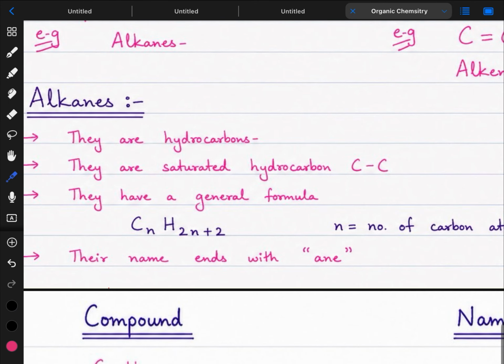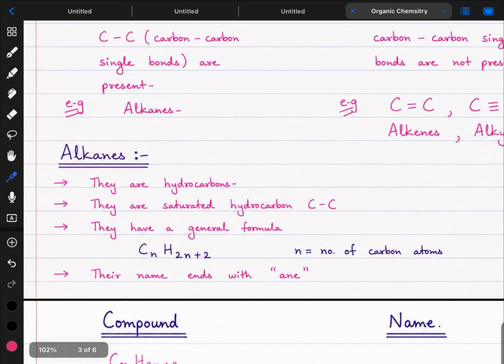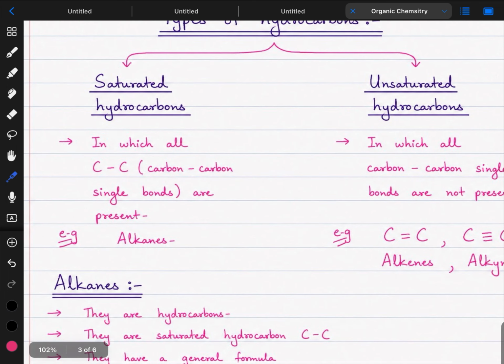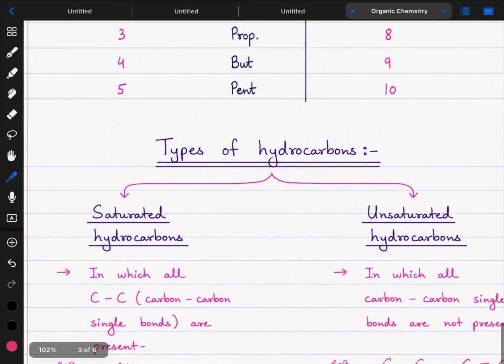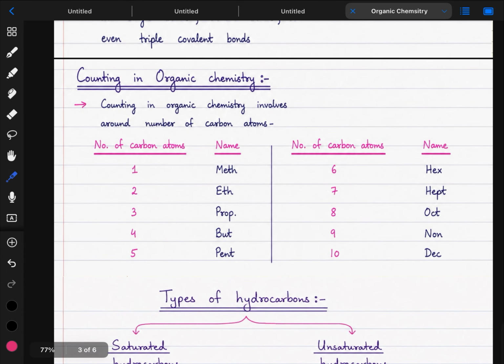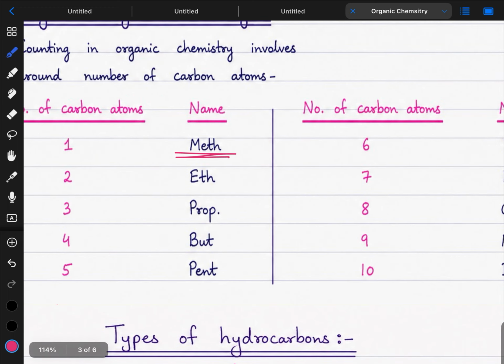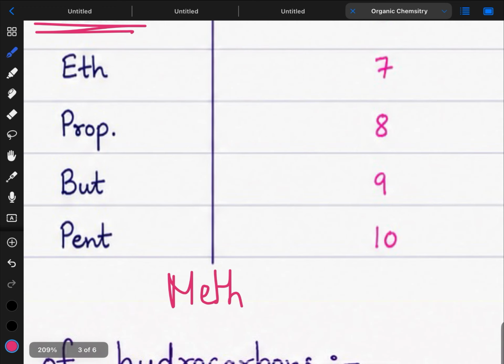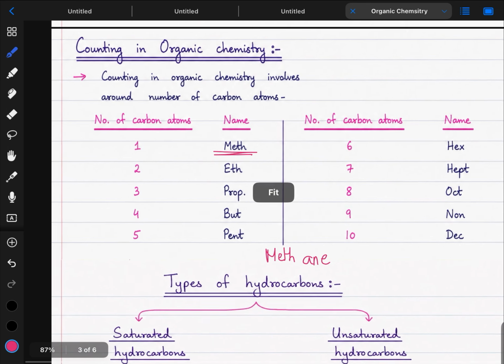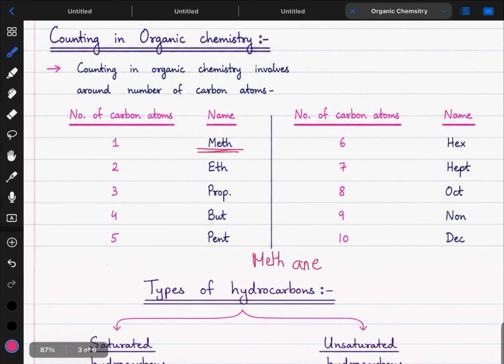Now, let's take an example of methane. You can recognize that the first part is from the series of counting in organic chemistry. The first part represents this, meth, and the second part is of the alkanes, which is ane. Methane. Now, let's use the general formula of the alkanes to write the molecular formula of methane.